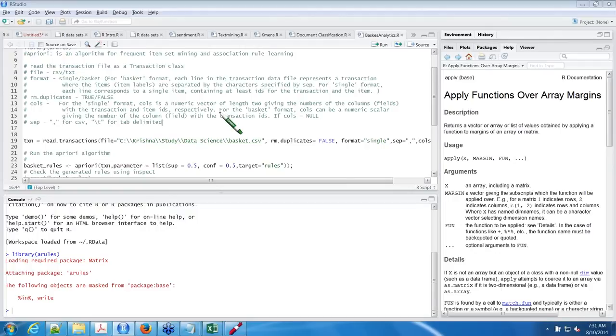So now this read transactions function will read the data set in the form of transactions, because Apriori understands only transaction data. It does not understand a CSV file or a normal data frame. It will be in the form of transactions.